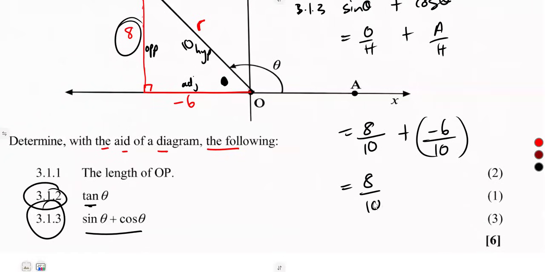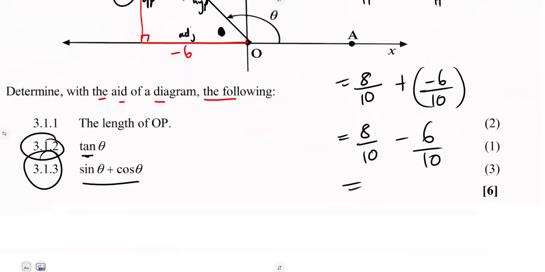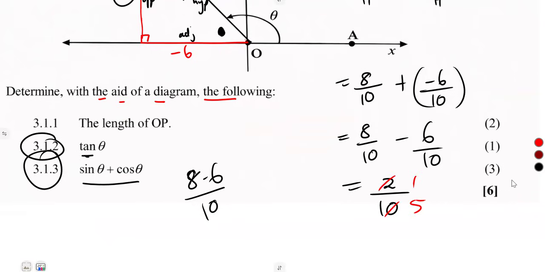So it's 8 over 10 minus 6 over 10. Where the denominators are the same, simply subtract the numerators. So that's 8 minus 6 over 10, and 8 minus 6 is 2 over 10. Reduced by 2, that's 1 over 5. So it was going to be 1 over 5 as a fraction in simplest form.